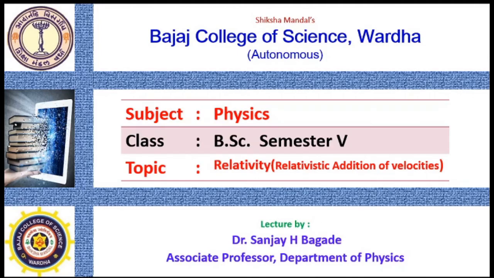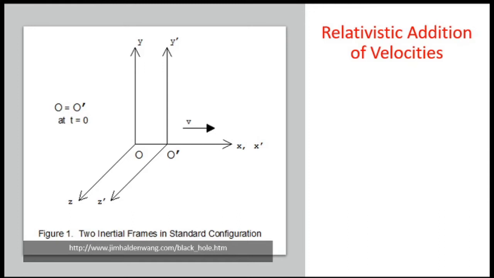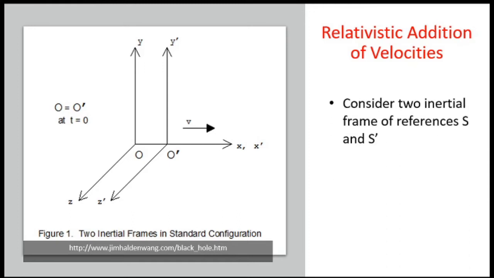Today we are going to see another important topic in relativity, and it is the relativistic addition of velocities. So consider two frames of reference S and S dash. This frame which I have shown with the primed axes y dash, z dash, x dash, is the S dash frame, and this is the S frame.